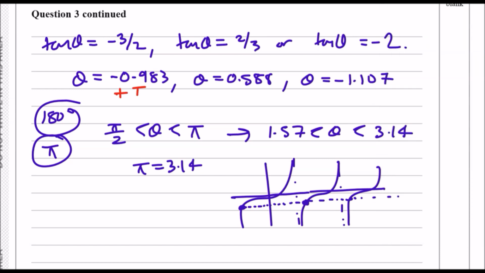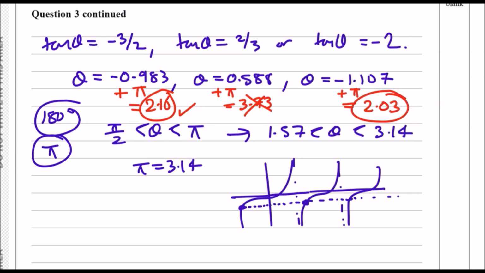For the first one, if we add pi, we would get 2.16 in our calculator. If you add pi for this one, you would get 3.73, which is outside our range. So far, 1 is good. And lastly, if you add pi over here, you'll get another answer of 2.03. If you want additional answers, you can add an extra pi and so on, or if you want to go backwards, you can subtract pi. But for the purpose of this question, they just want answers between these values. So our final answers are 2.16 and 2.03.